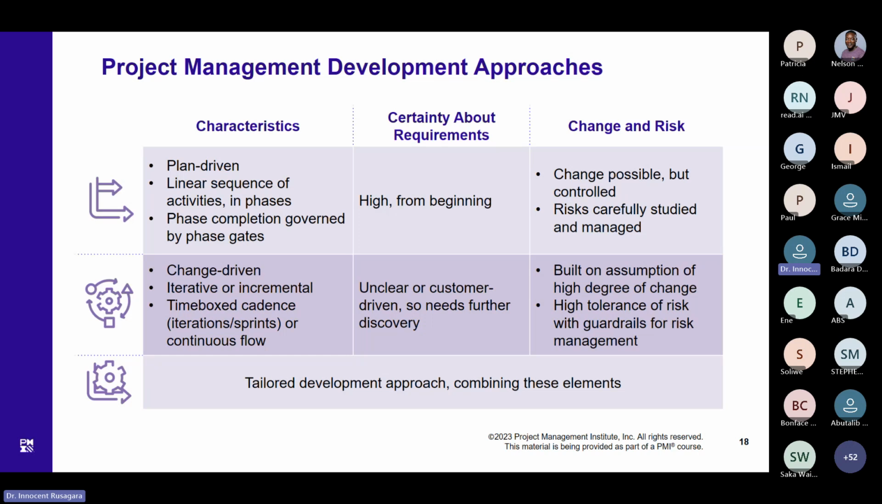So it is hybrid. Toward change and risk, in predictive, changes are possible, but they are controlled. But in adaptive, the changes are a lot. And why are they a lot? Because requirements are not clear. They are unclear or customer driven, so they need further discovery. So you understand the reason.